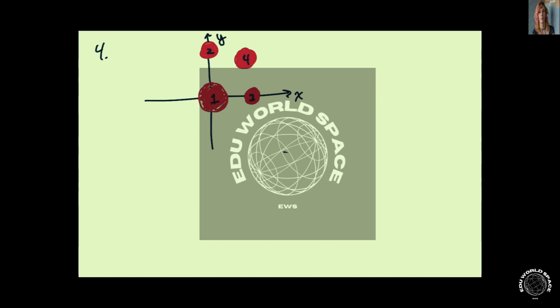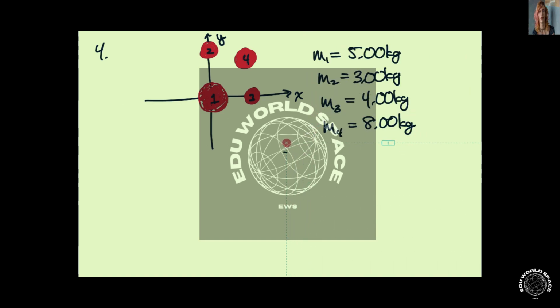So we're told that the first block, or the first ball or mass, is at the origin itself and has a mass of 5 kilograms. And we're told that the second one here has a mass of 3 kilograms, and it's located at 4 meters up along the y-axis. This one, number 3, has a mass of 4 kilograms and is located 3 meters along the x-axis. And then this one has a mass of 8 kilograms, and we want to know where to put it such that the center of mass of the whole system is at the origin.